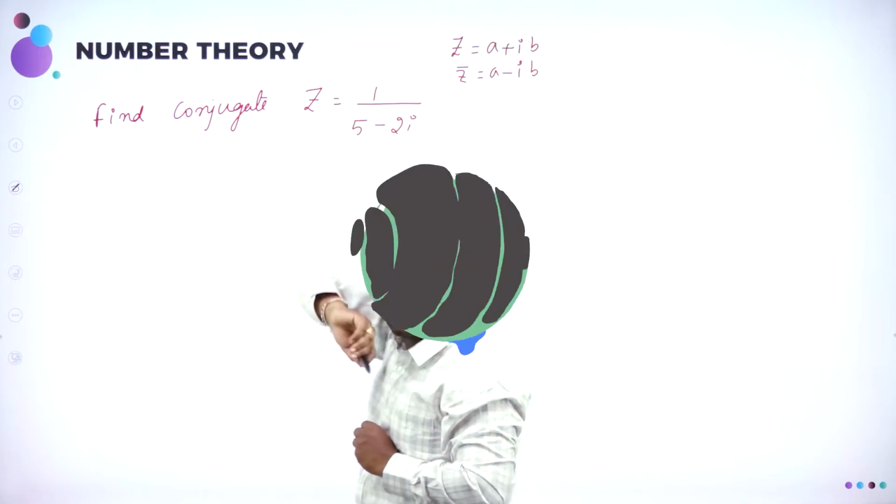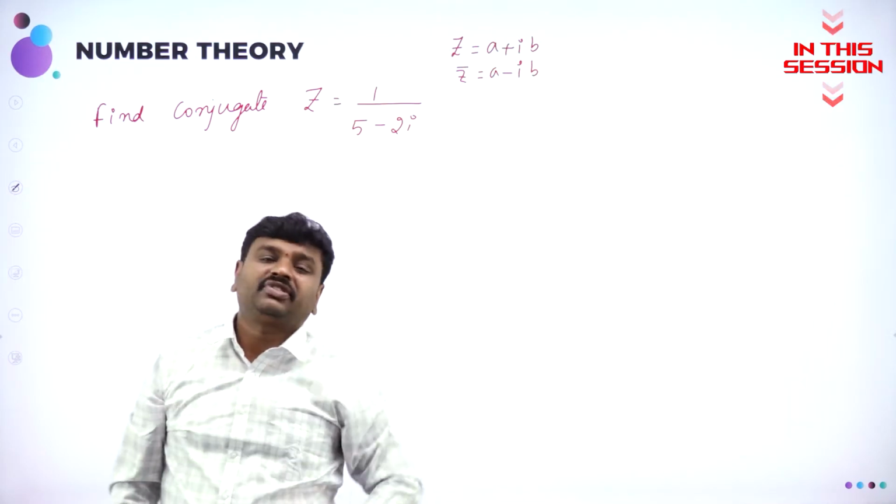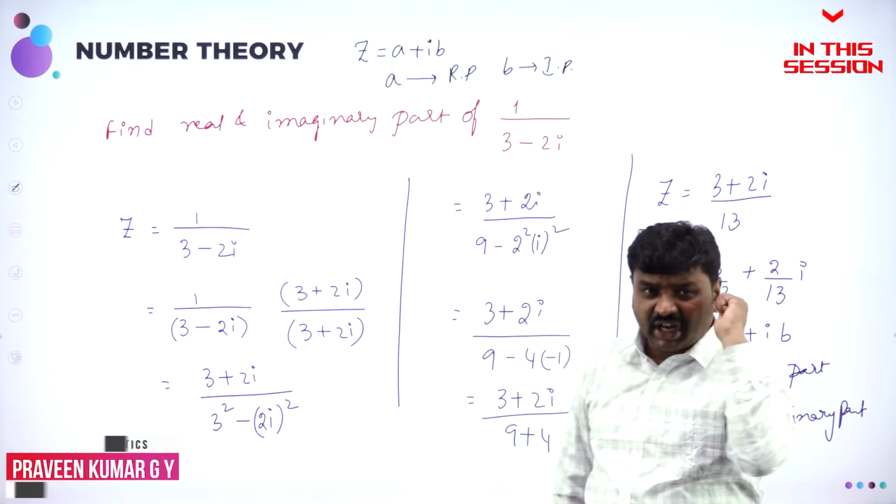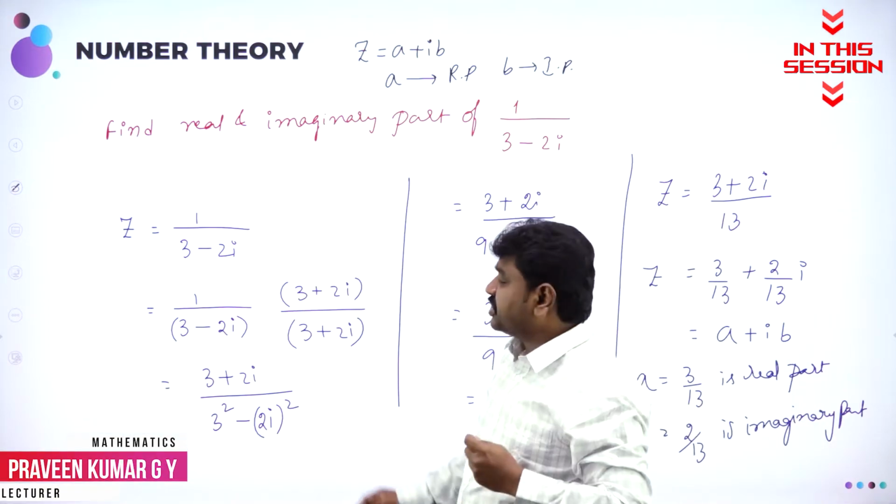If you want to write the conjugate, the first problem should be in a plus ib form. What do they want you to find? They want you to find the real part and the imaginary part. If you want to find the real and imaginary part, first rationalize.